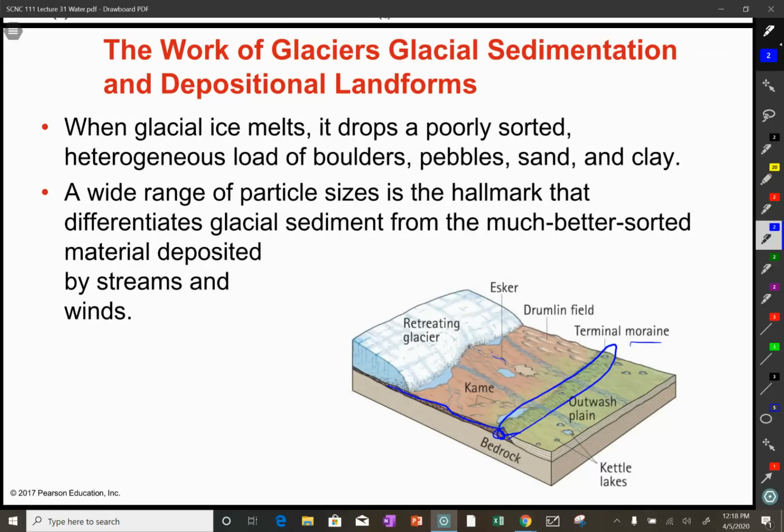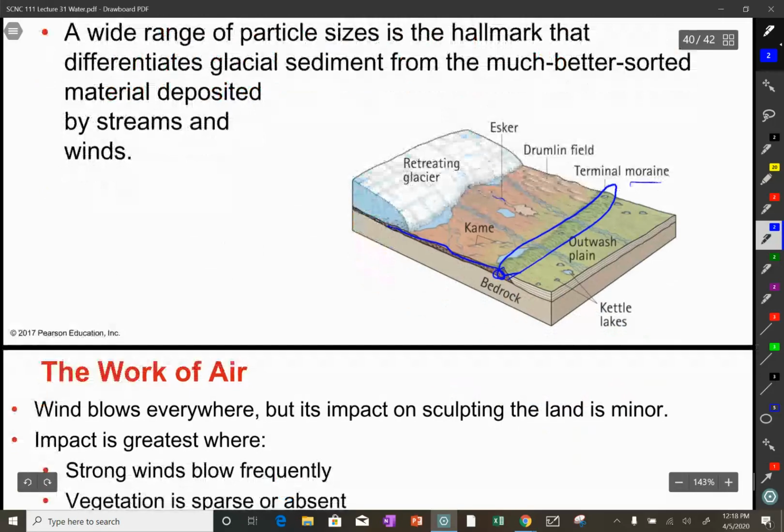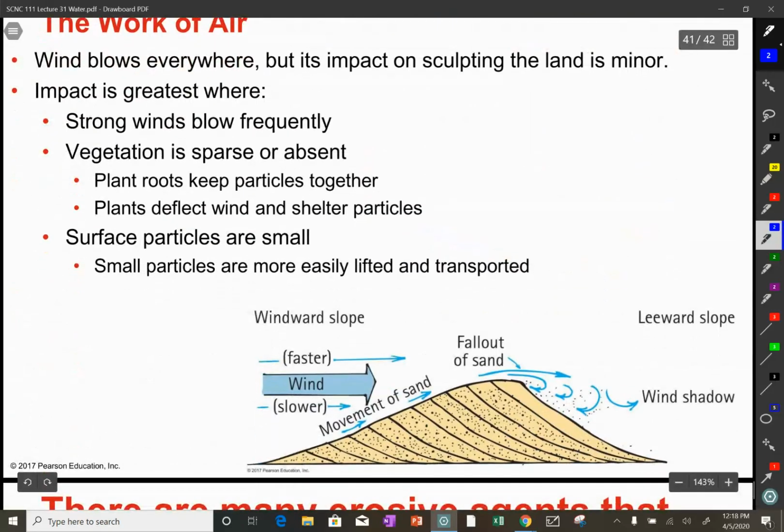So, Minnesota, the land of 10,000 lakes. Why does it have 10,000 lakes? Because it used to be covered by a glacier. The glacier retreated, and it left all of these features that then form all of those lakes that they have in Minnesota.